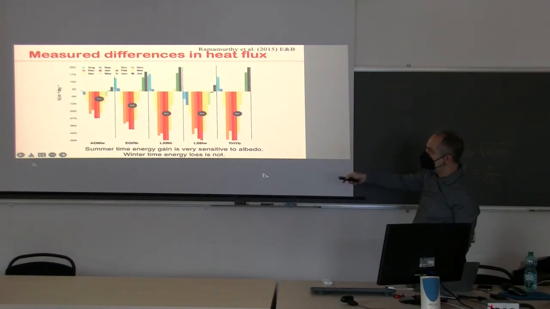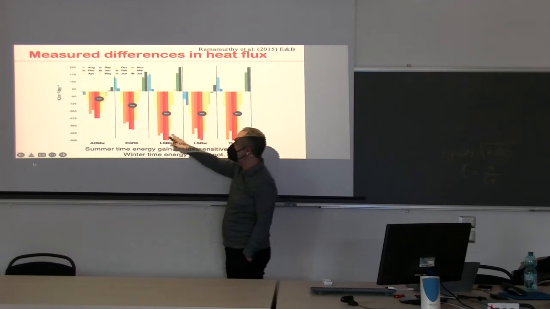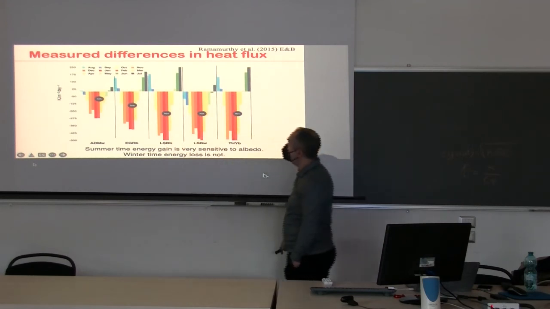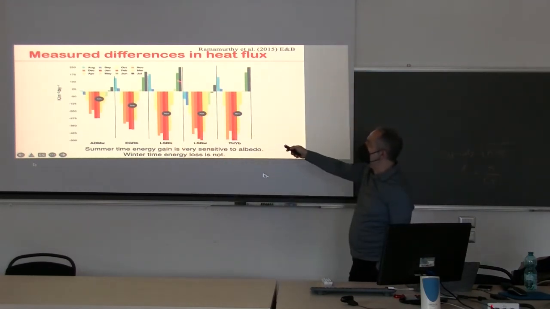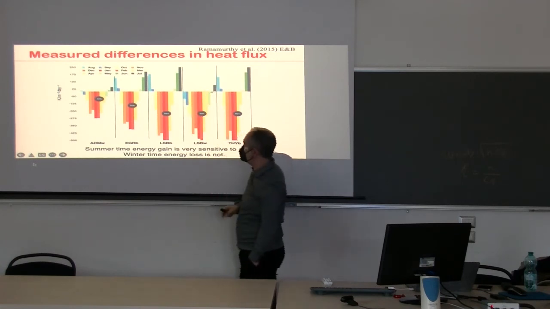This is the LSP black and LSP white. Both are R24, same insulation. One is black, one is white. What you observe is in the summer, there's a huge difference. The black one is gaining much more heat, and the white one is gaining much less heat.